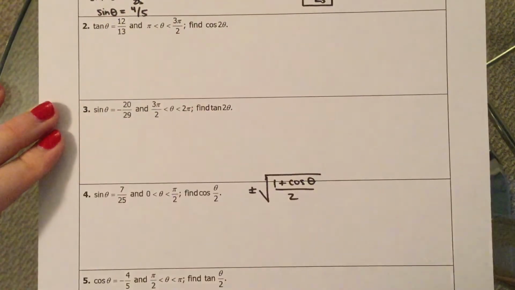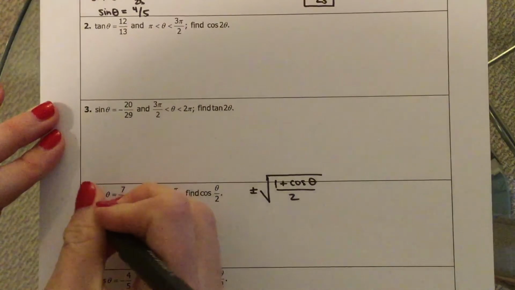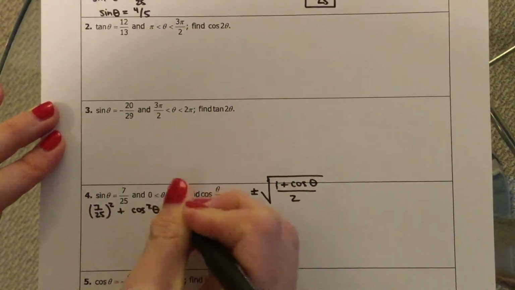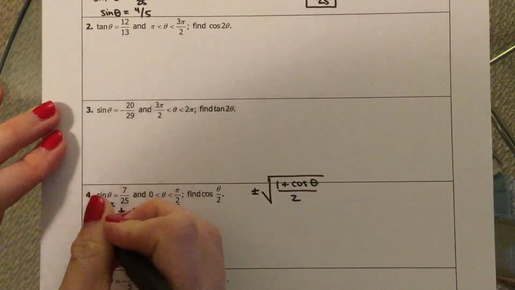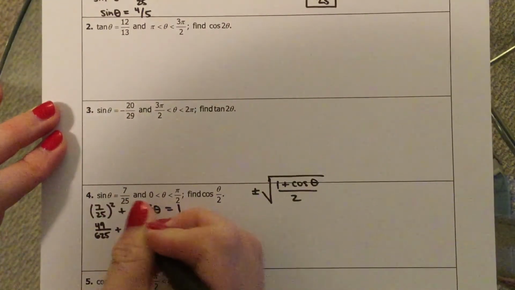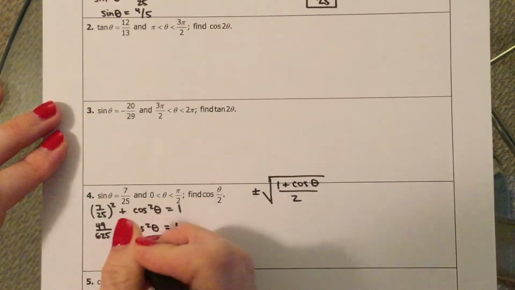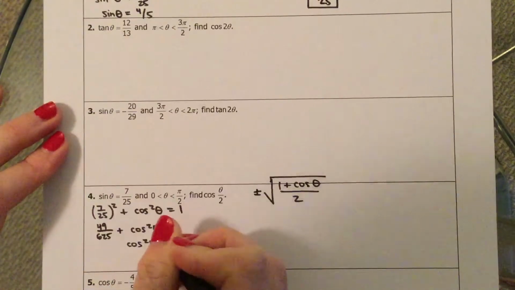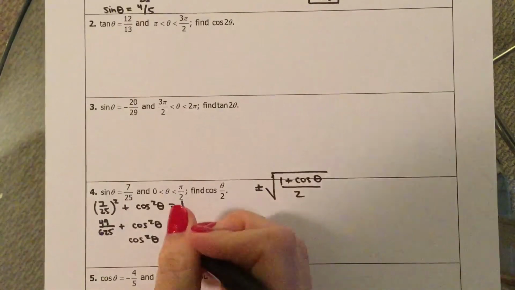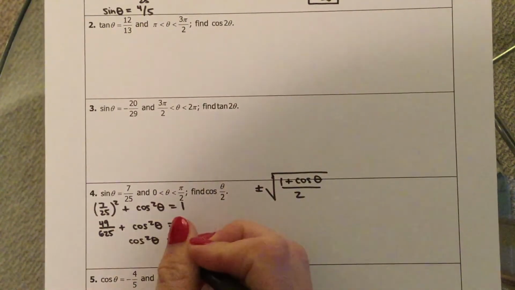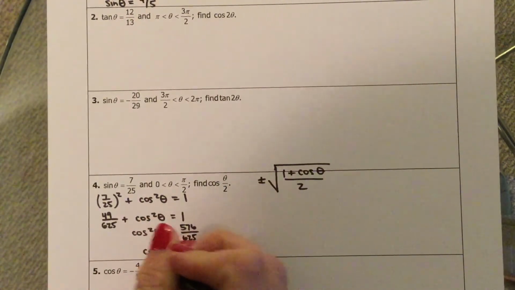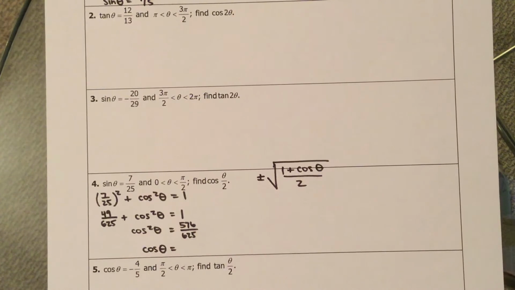So same formula that I just used up above. We have sine squared plus cosine squared equals 1. So when I square this, I get 49 over 625. When I subtract, you do 1 minus 49 over 625, which means 625 minus 49, which is 576 over 625. And then you take the square root of both sides. So remember I mentioned the quadrant was quadrant 1, so everything comes out positive in that quadrant.